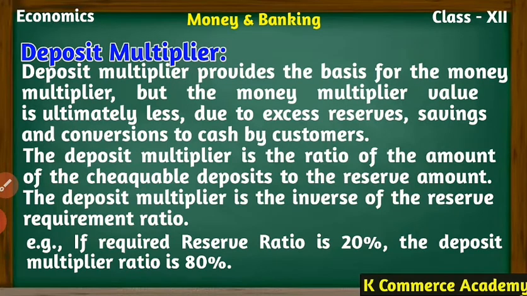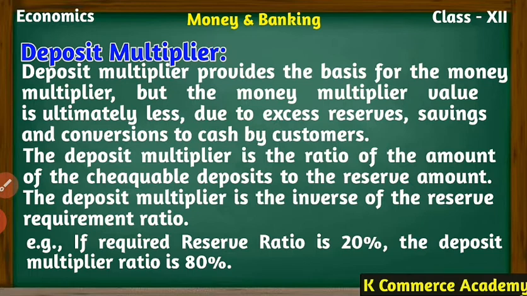Last point, that is deposit multiplier. Deposit multiplier provides the basis for the money multiplier. What does money multiplier mean? Money multiplier is the process of creating demand deposits. With a particular cash reserve of rupees 1000, we can create 10 times of demand deposits. But the money multiplier value is ultimately less due to excess reserves, savings and conversions to cash by customers.